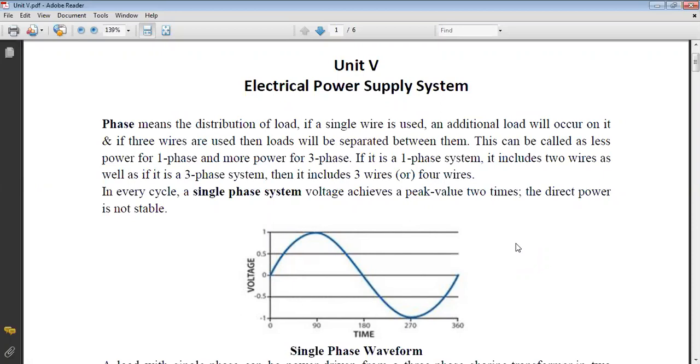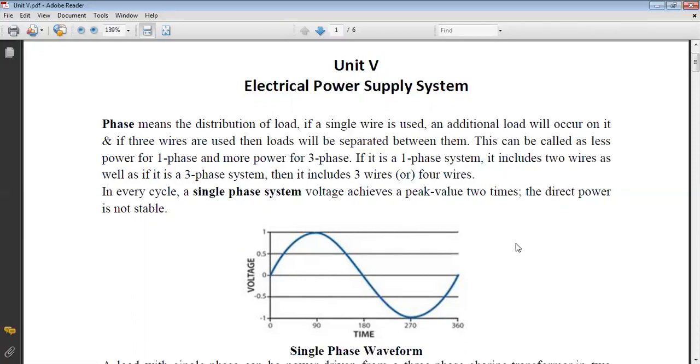Now, for this generation and distribution of power, we need to focus on three-phase power. Try to understand that up to module 4, whatever we have studied is related to single phase. We have already studied AC, single-phase construction and single-phase activity. Now we will study the three-phase connection.